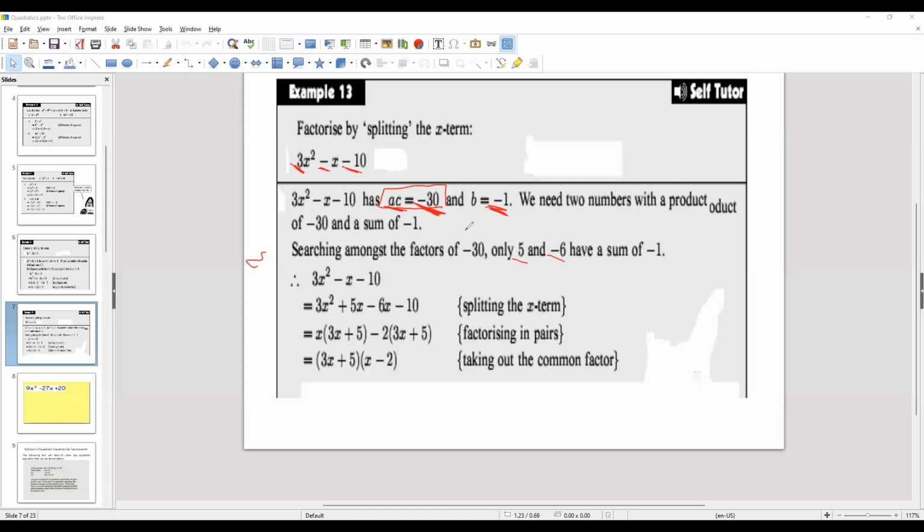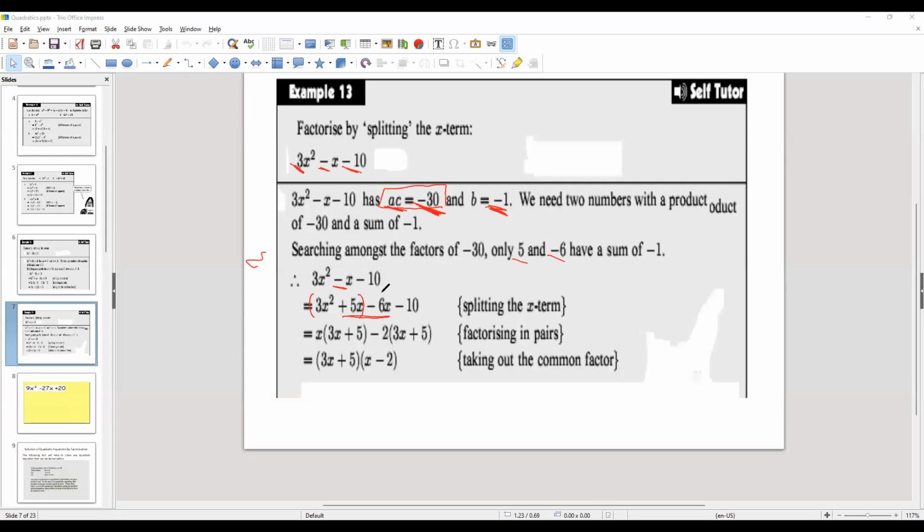So when we add 5 and negative 6, we will get our minus 1. And when we multiply them, we're going to get our minus 30. So we're going to write minus x in terms of that 5 and minus 6, right? We're going to write it as 5x minus 6x, which is the same as minus x, right? We're going to now take these two together.